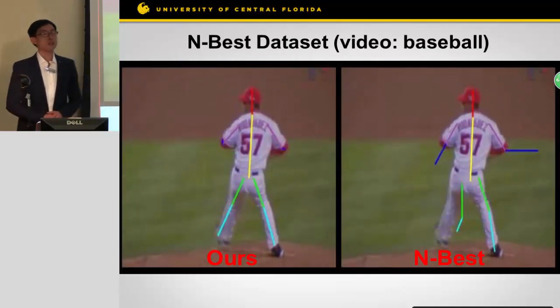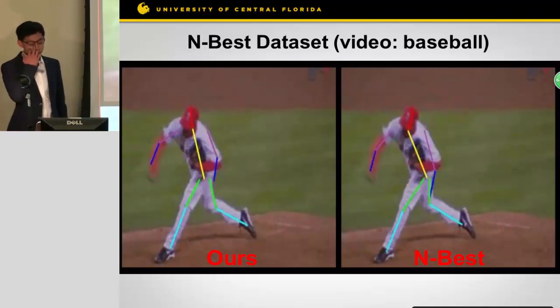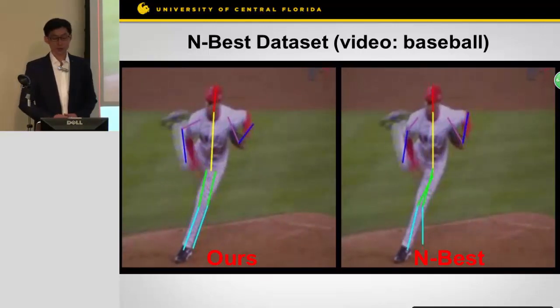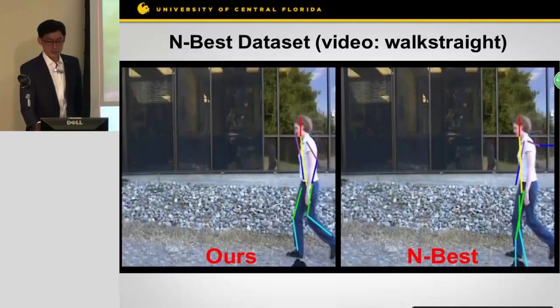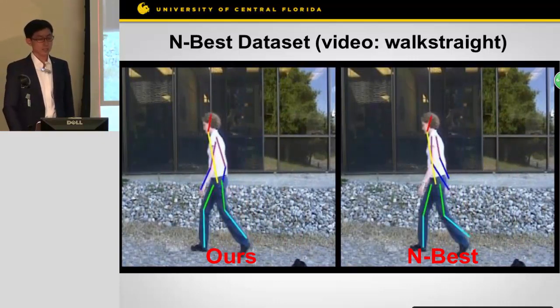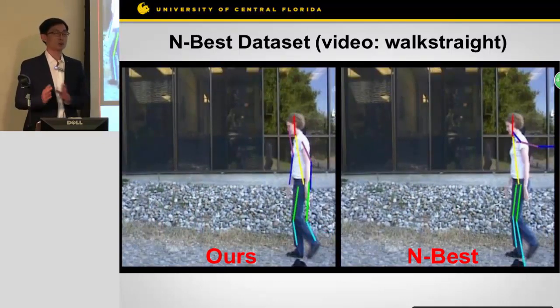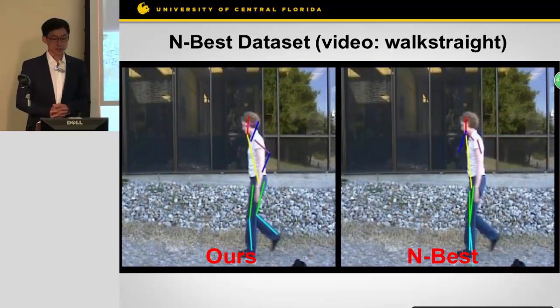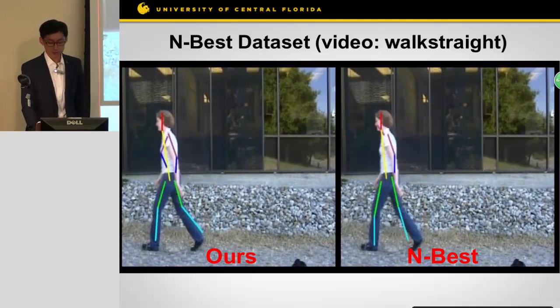And we did experiments on two other data sets also. The n-best data set, which contains two videos, and there are a lot of body part occlusions. And these are the results from the Walk Street video from the n-best data set. Since the legs are occluded in multiple video frames, our method performs better than the n-best method also.